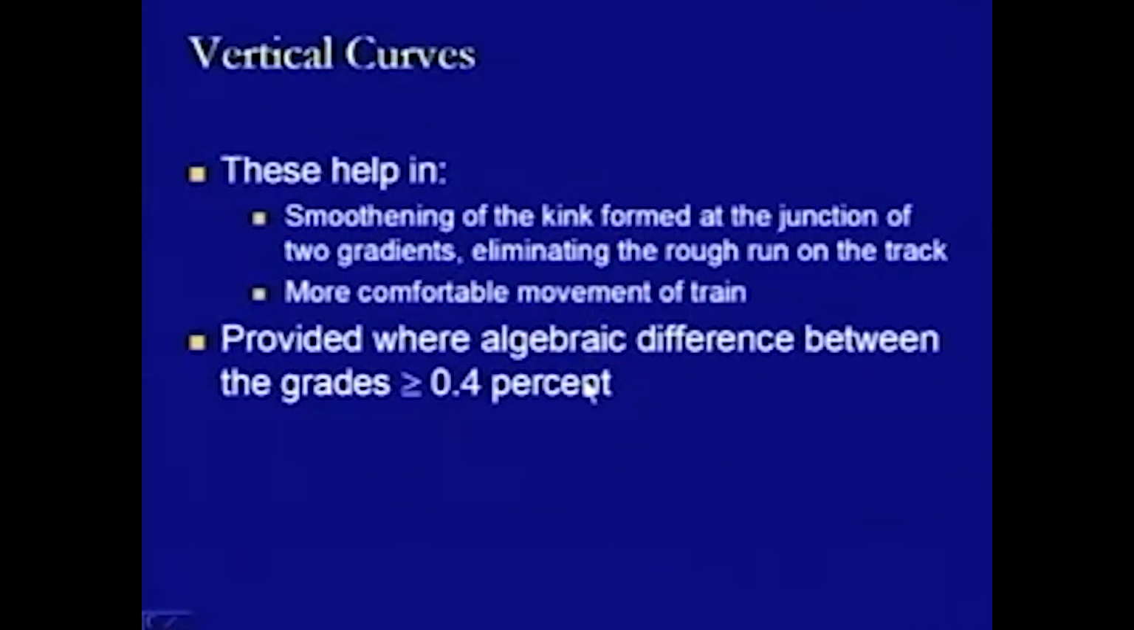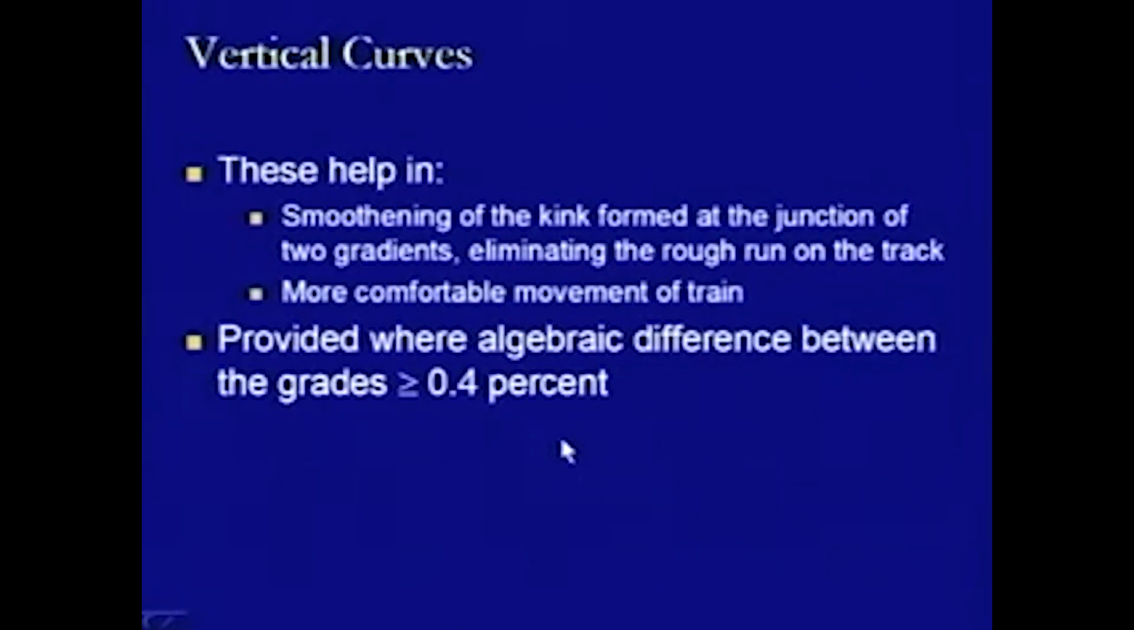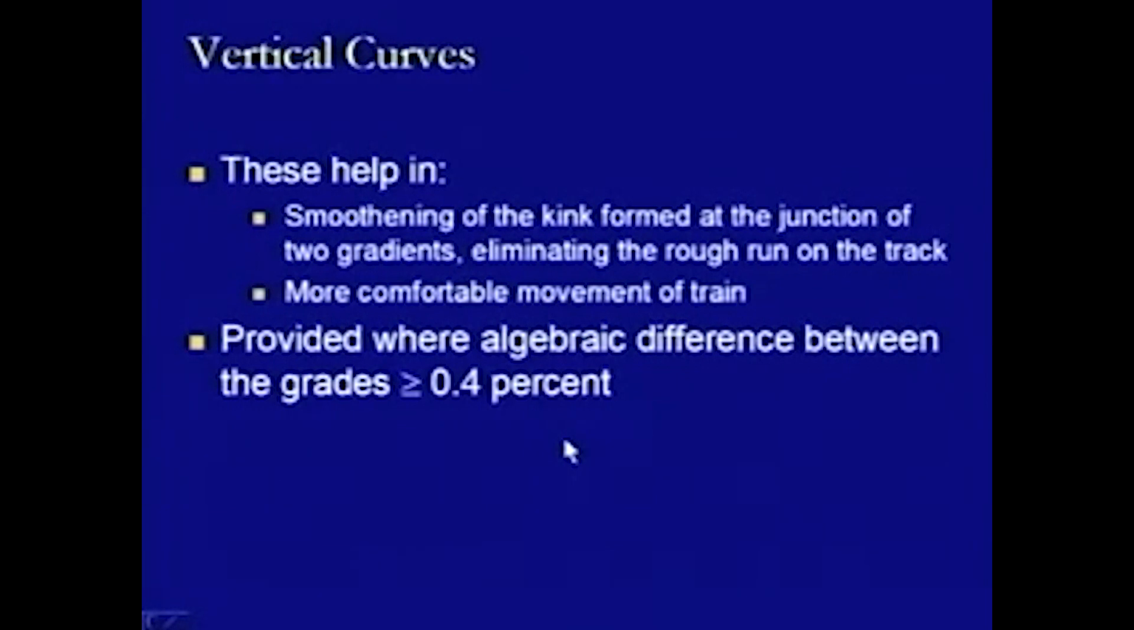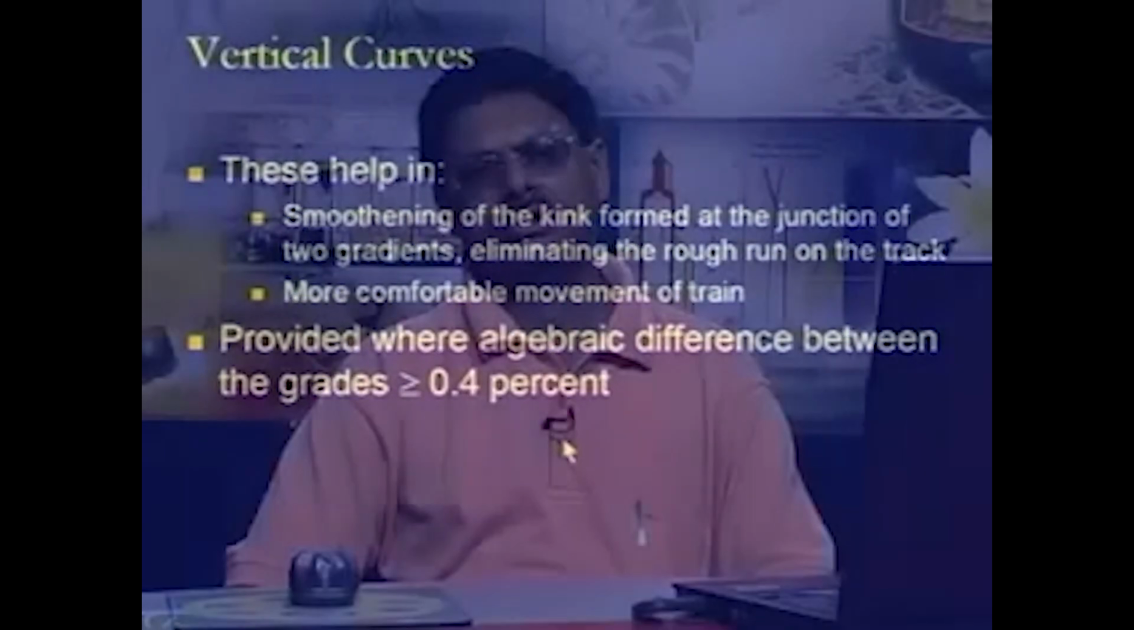These vertical curves need to be provided where the algebraic difference between the grades is greater than or, at the minimum, equal to 0.4%. This is a restriction with respect to the vertical curves. If the difference is less than this, then probably there is no requirement of providing the vertical curves, and it will be as smooth as possible, or the jerks from the movement over that kink will not be so heavy that they create an uncomfortable condition for the passengers.